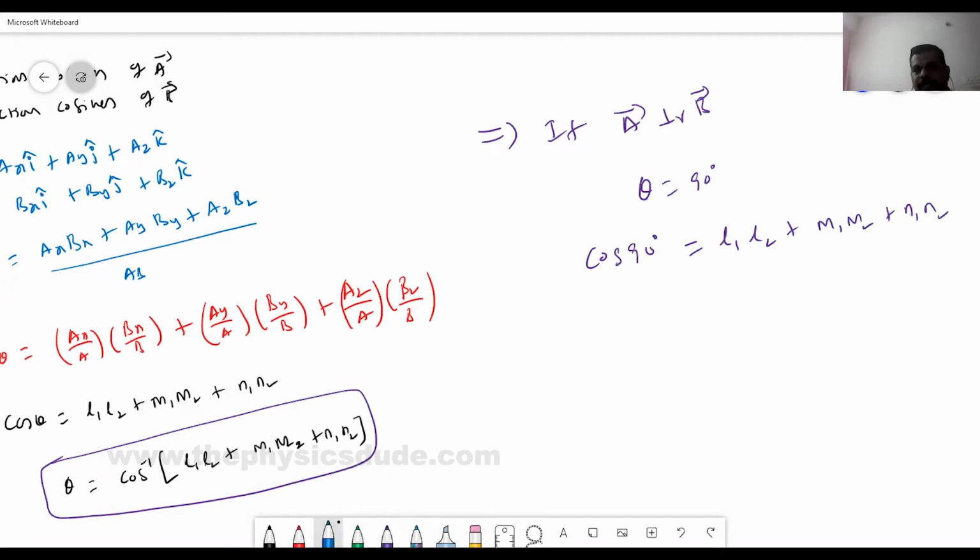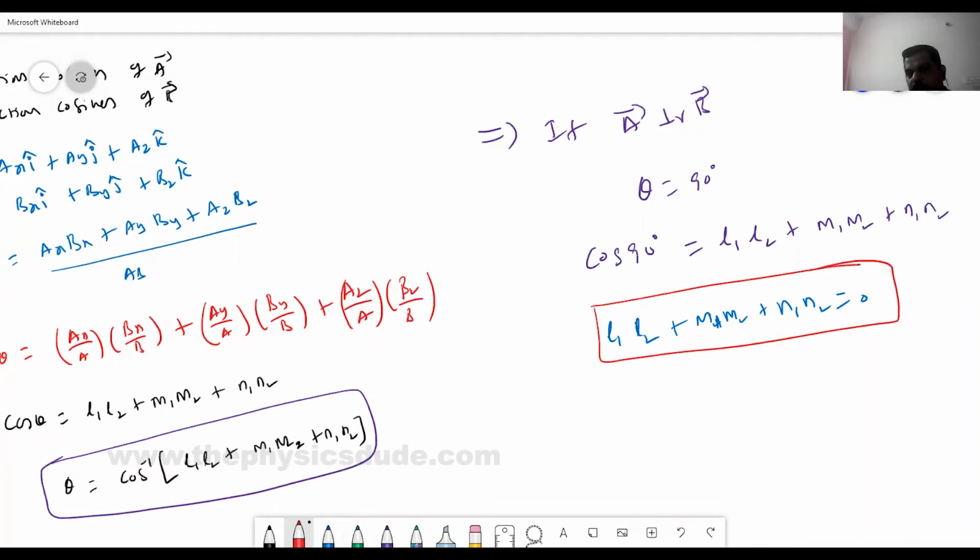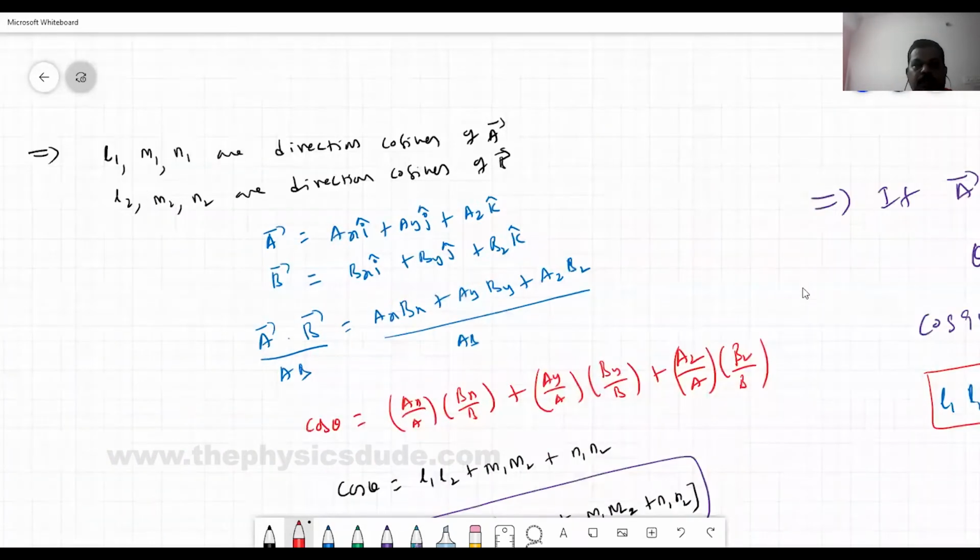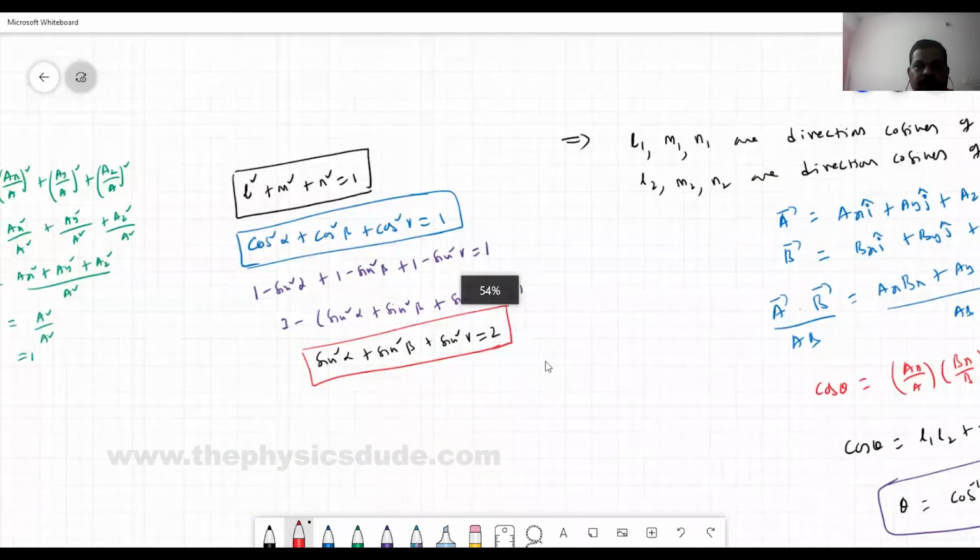So from this we understand that for two perpendicular vectors, L1 L2 plus M1 M2 plus N1 N2 is equal to 0. A very, very important identity. If the two vectors are perpendicular, the sum of the products of their direction cosines is always equal to 0. So this is regarding the direction cosines.